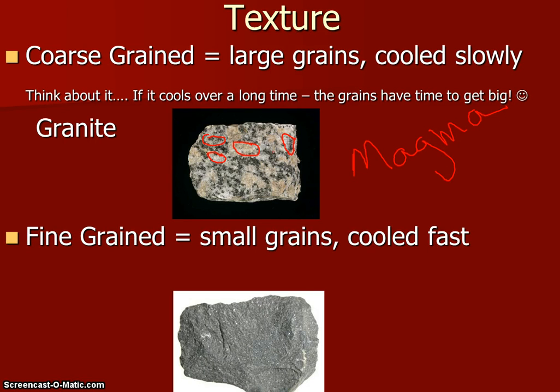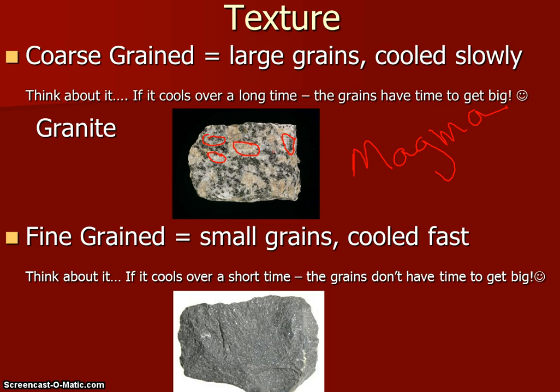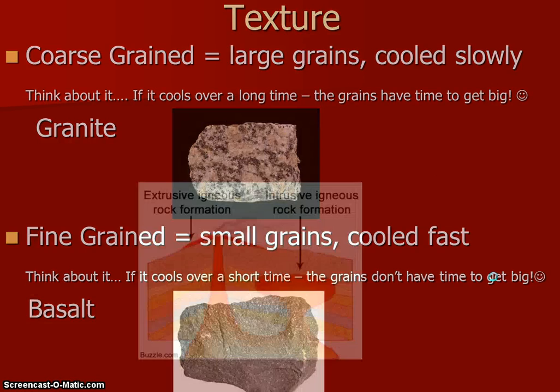Now, a fine grain rock means small grains. That means that it cooled fast. So think about that. It cooled over a short period of time, so the grains don't really have time to get big. And so what did that form from? That formed from lava above the ground, and it can cool quickly. This sample here is a piece of basalt, and you can't really see the individual pieces of grain in that basalt.